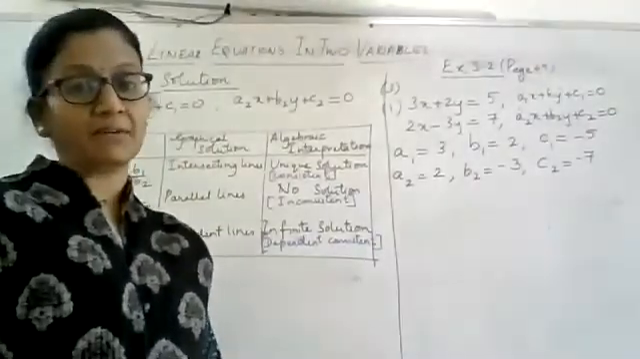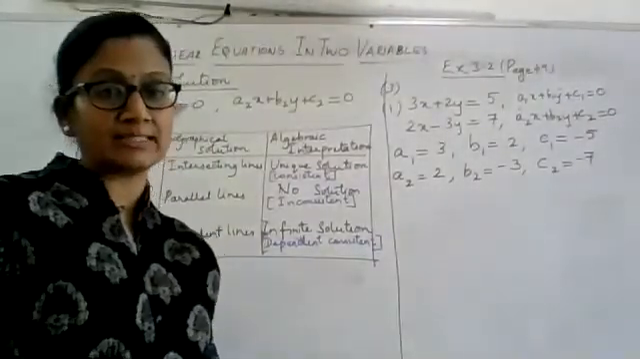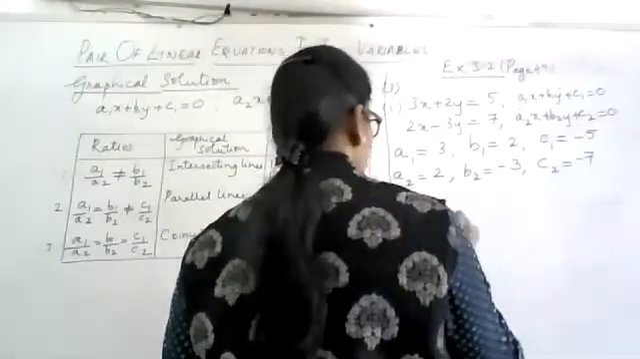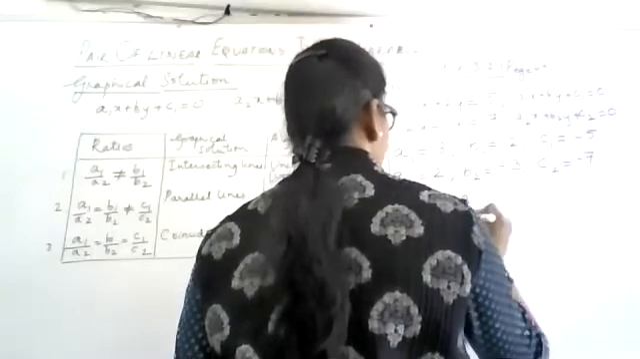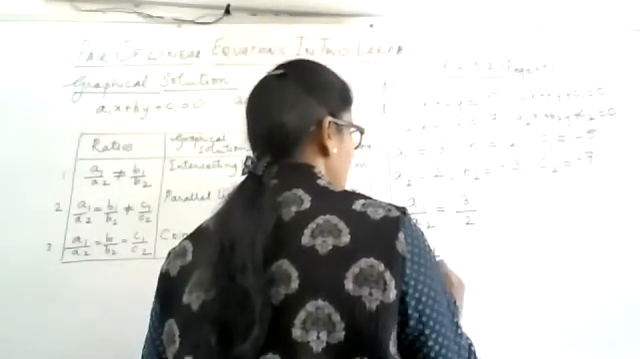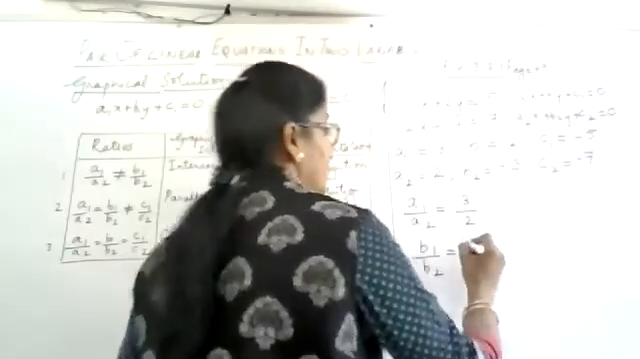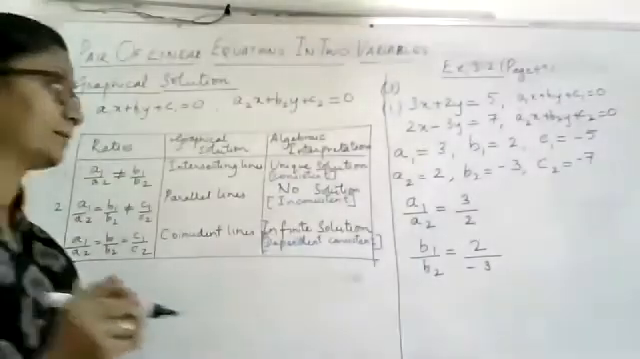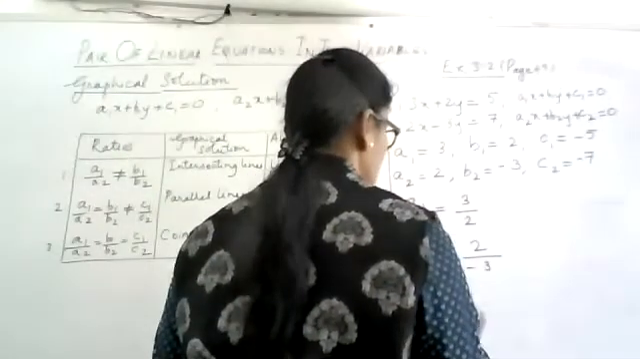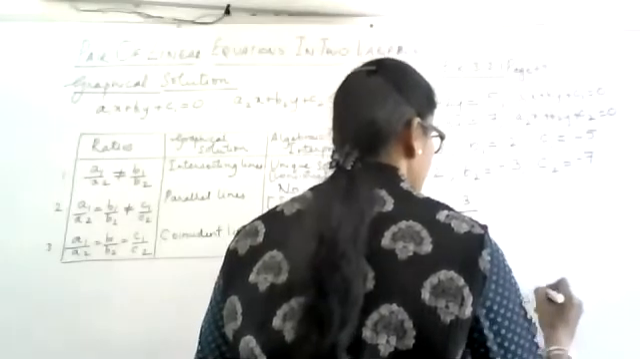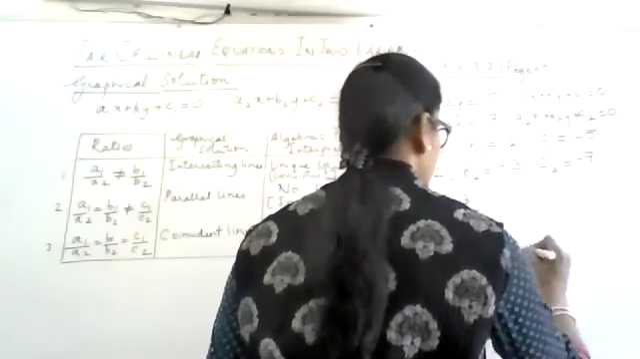Now find out A1 by A2, B1 by B2 and C1 by C2. And then decide whether it is consistent or inconsistent. A1 by A2 is 3 by 2. B1 by B2, it is 2 by negative 3. And what is C1 by C2? It is negative 5 divided by negative 7, which will be 5 by 7. This you will write as negative 2 by 3.